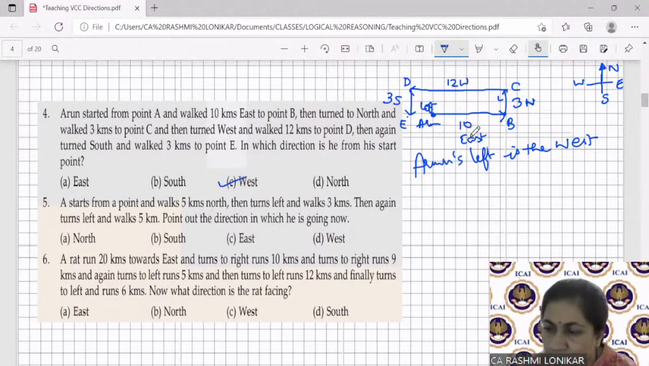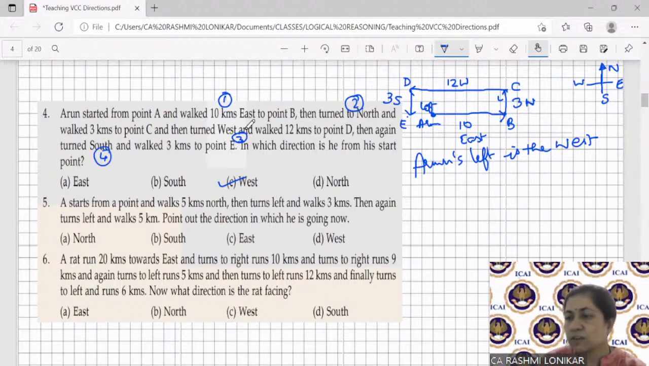So, here I kept on writing 10 kilometers to the east, then 3 kilometers to the north, 12 kilometers to the west, and 3 kilometers to the south. Because he started walking 10 kilometers to the east. This is my first. Then turned north. This is my second. Walked 3 kilometers and then turned west. This is my third to the point D, and then turned south, fourth to the point E. Okay, so 1, 2, 3, and 4. Is that clear? Okay, so the answer is C.